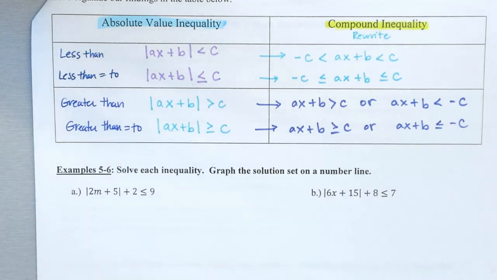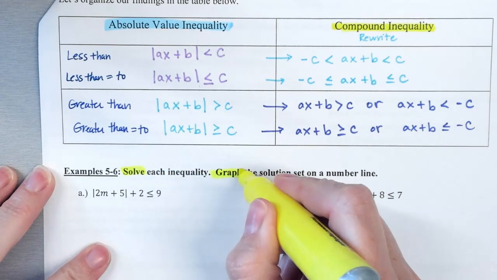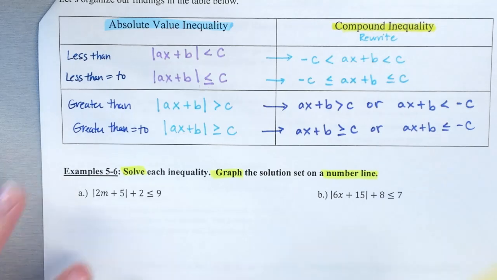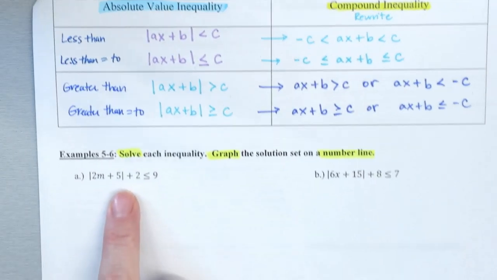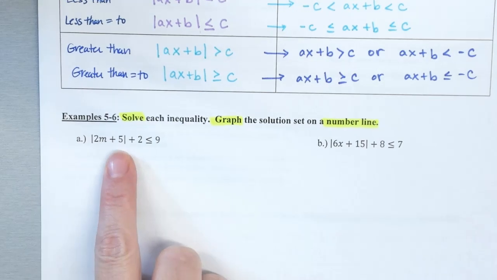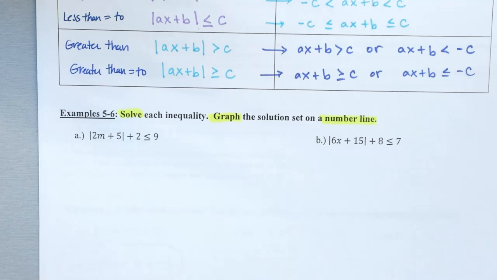Okay, so our first example, it says to solve each inequality, graph the solution set on a number line. So the first thing I want you to do is isolate the absolute value, not the variable. Isolate the absolute value, so think about what you have to move over, and then see if you can find the equivalent inequality.